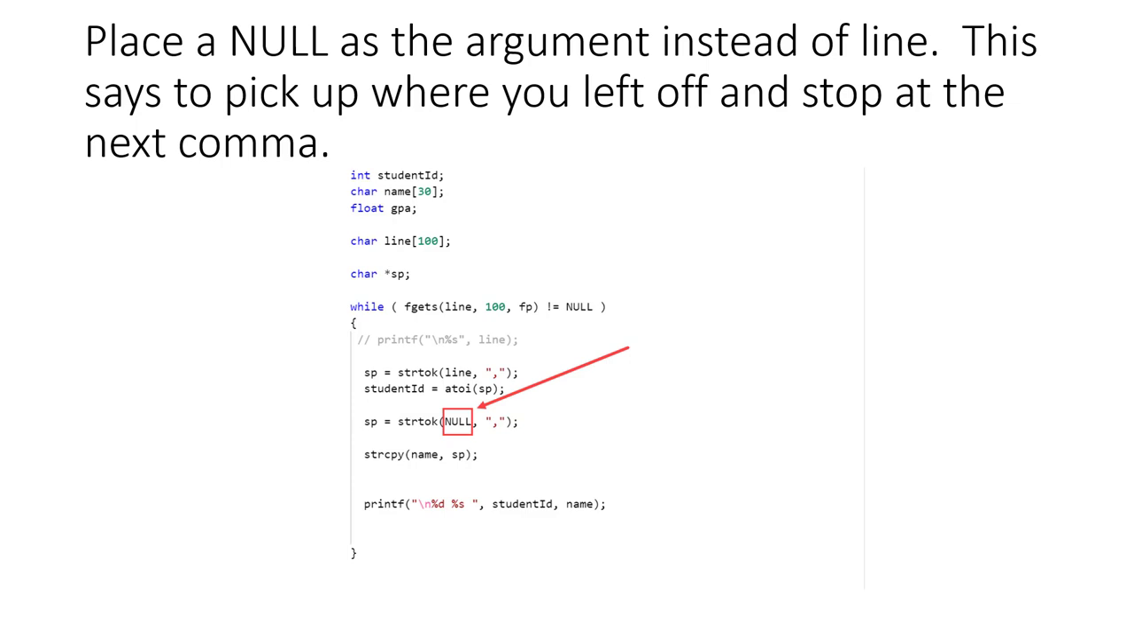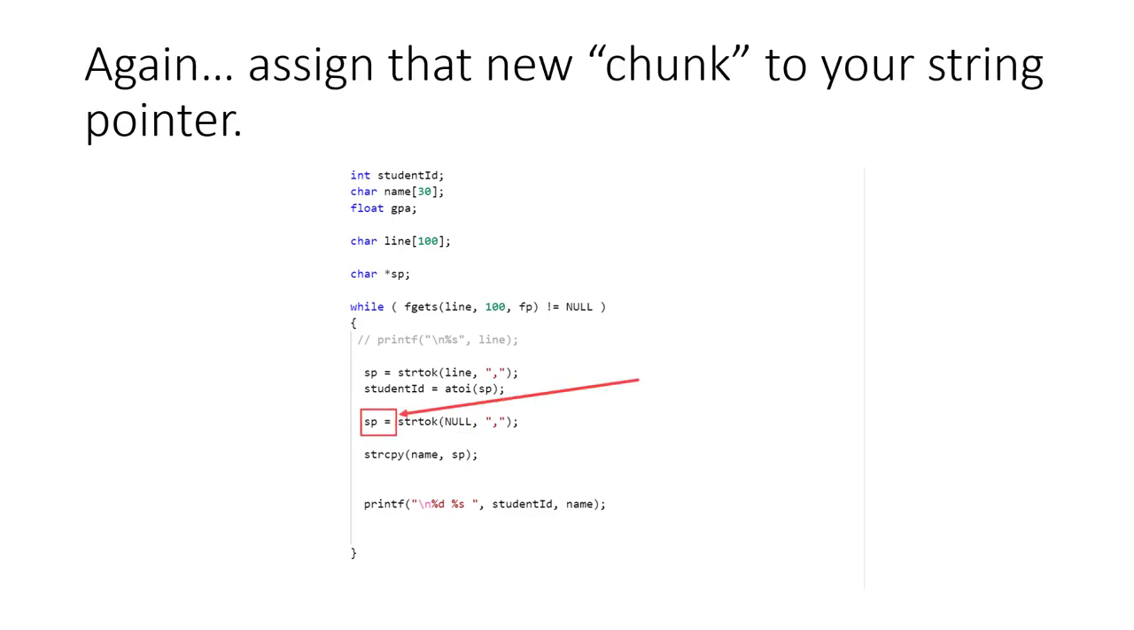Null. This is where you're going to be placing a null. I can tell you time after time, people end up putting line in here again. If you put line in here again, that means start at the beginning. But null, as an argument, basically says pick up where you left off to the next comma and take that chunk and put it into that string pointer again. So now the string pointer that had the first chunk is going to contain the second chunk.